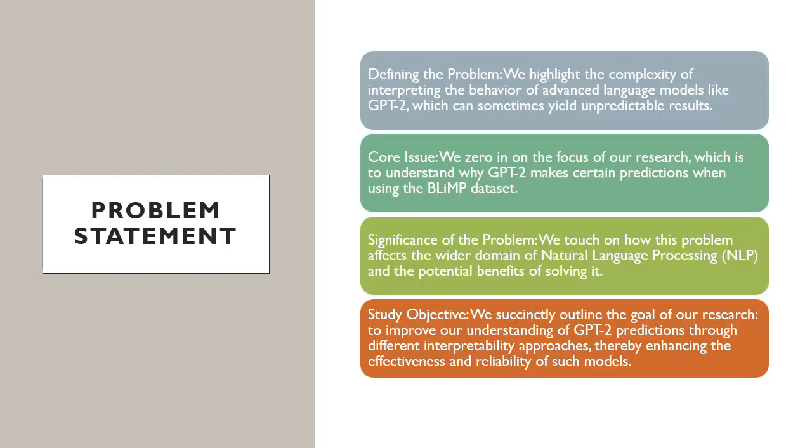Problem statement. We highlight the complexity of interpreting the behavior of advanced language models like GPT-2, which can sometimes yield unpredictable results. The core issue in research is to understand why GPT-2 makes certain predictions when using the BLIMP datasets. We touch on how the problem affects the wider domain of NLP and the potential benefits of solving it. We succinctly outline the goal of our research: to improve our understanding of GPT-2 predictions through different interpretability approaches, thereby enhancing the effectiveness and reliability of such models.